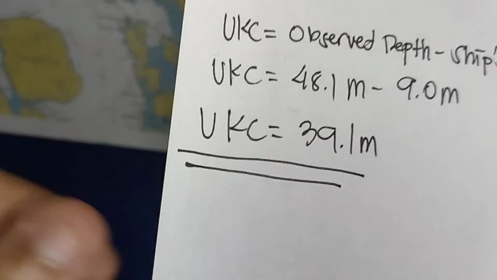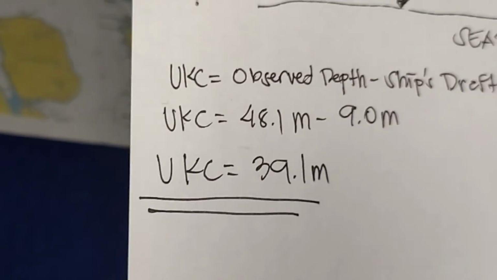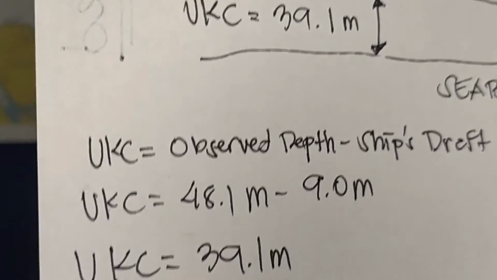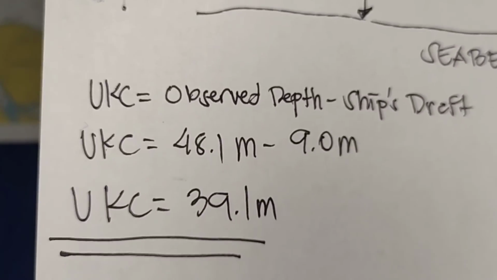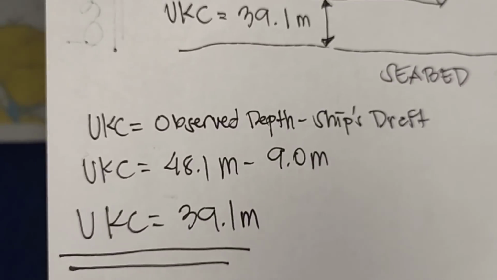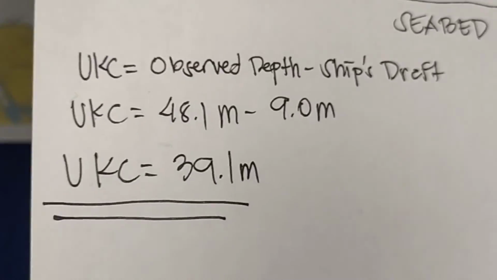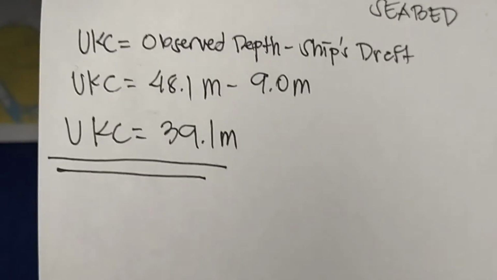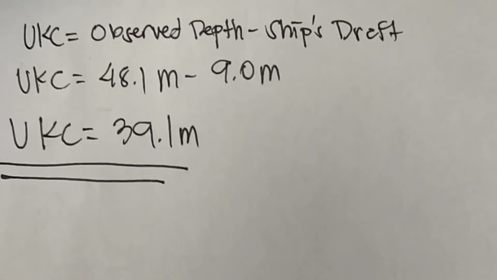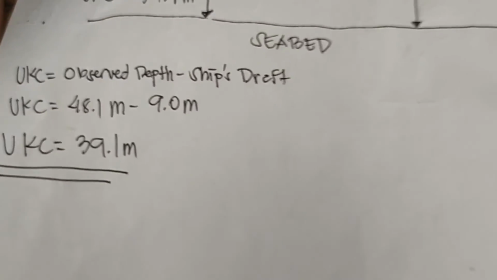Next is finding the UKC when passing near that underwater obstruction. In finding the UKC, it's observed depth minus the draft. So 48.1 meters subtracted by 9 meters, we'll have 39.1 meters under keel clearance when passing near the Diamante Rock.